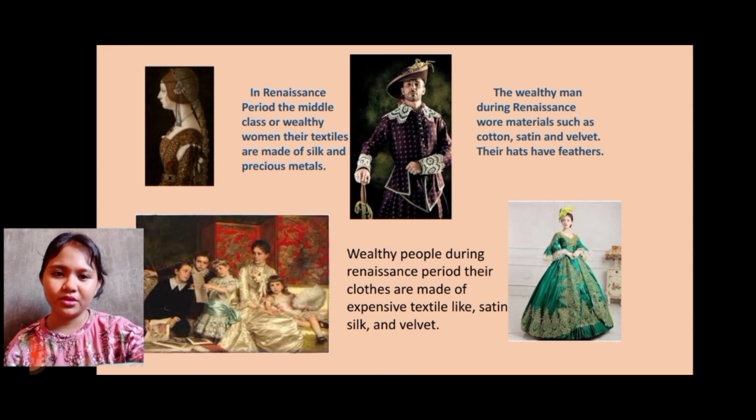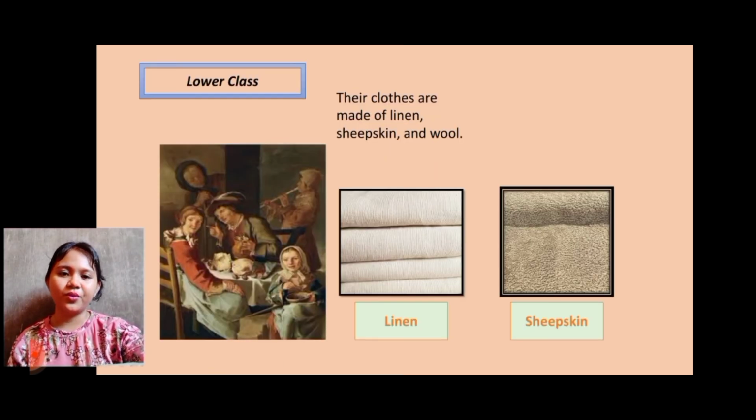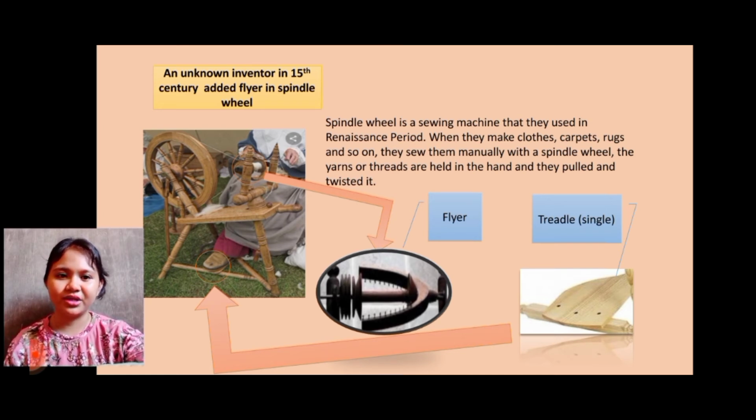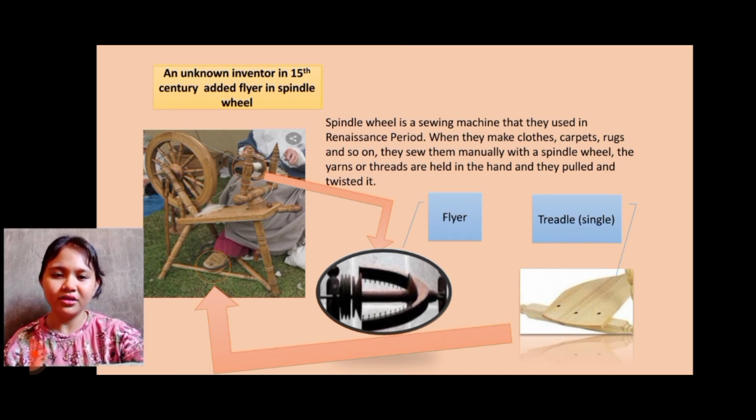The wealthy women, their clothes are made of silk and precious metals, while the men made up of cotton, satin, and velvet. The lower class in Renaissance era, their clothes are made of linen, sheep, and wool. In Renaissance era, they used painted wool to create clothes, rugs, even carpets. At 15th century, unknown inventor added flyer to the spindle wheel. The purpose of flyer is to pull and twist the thread or the yarn.